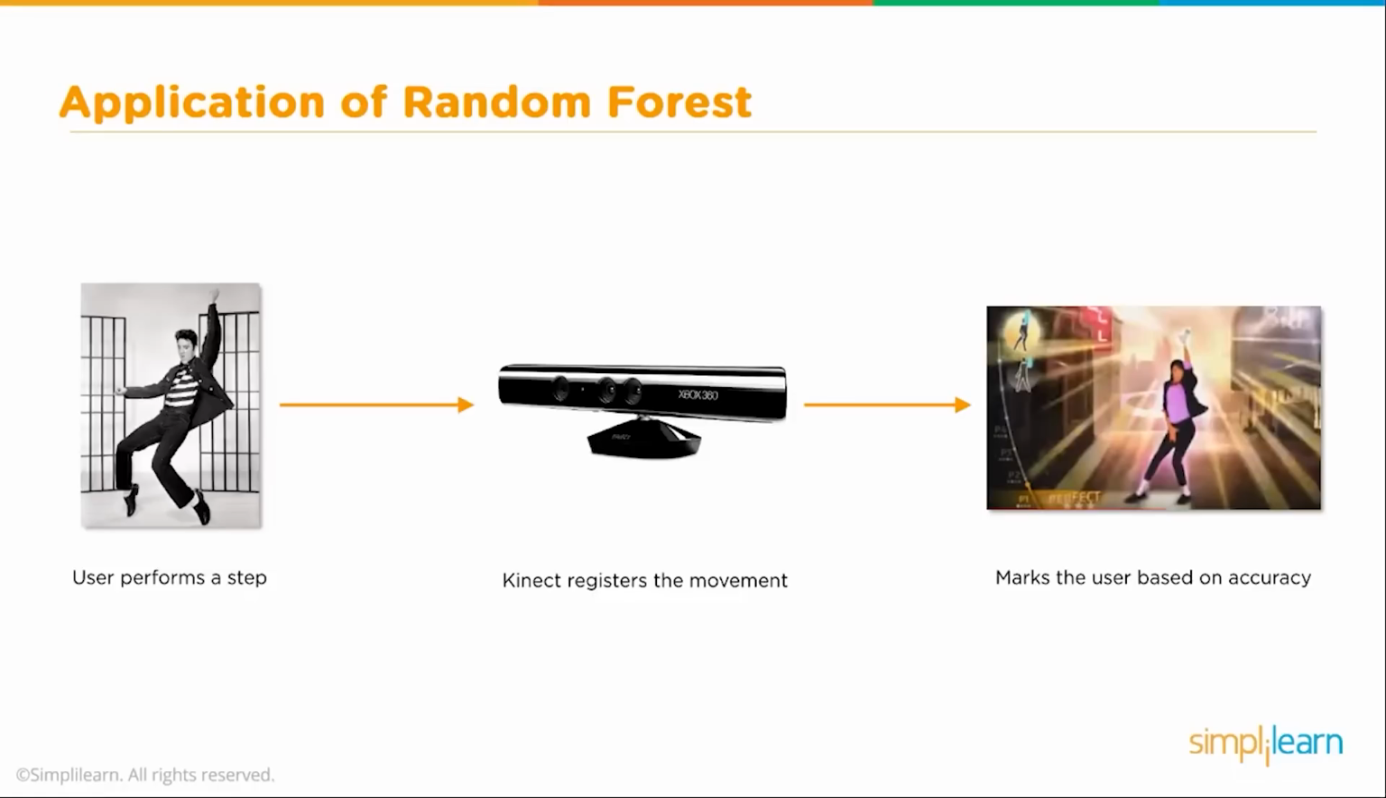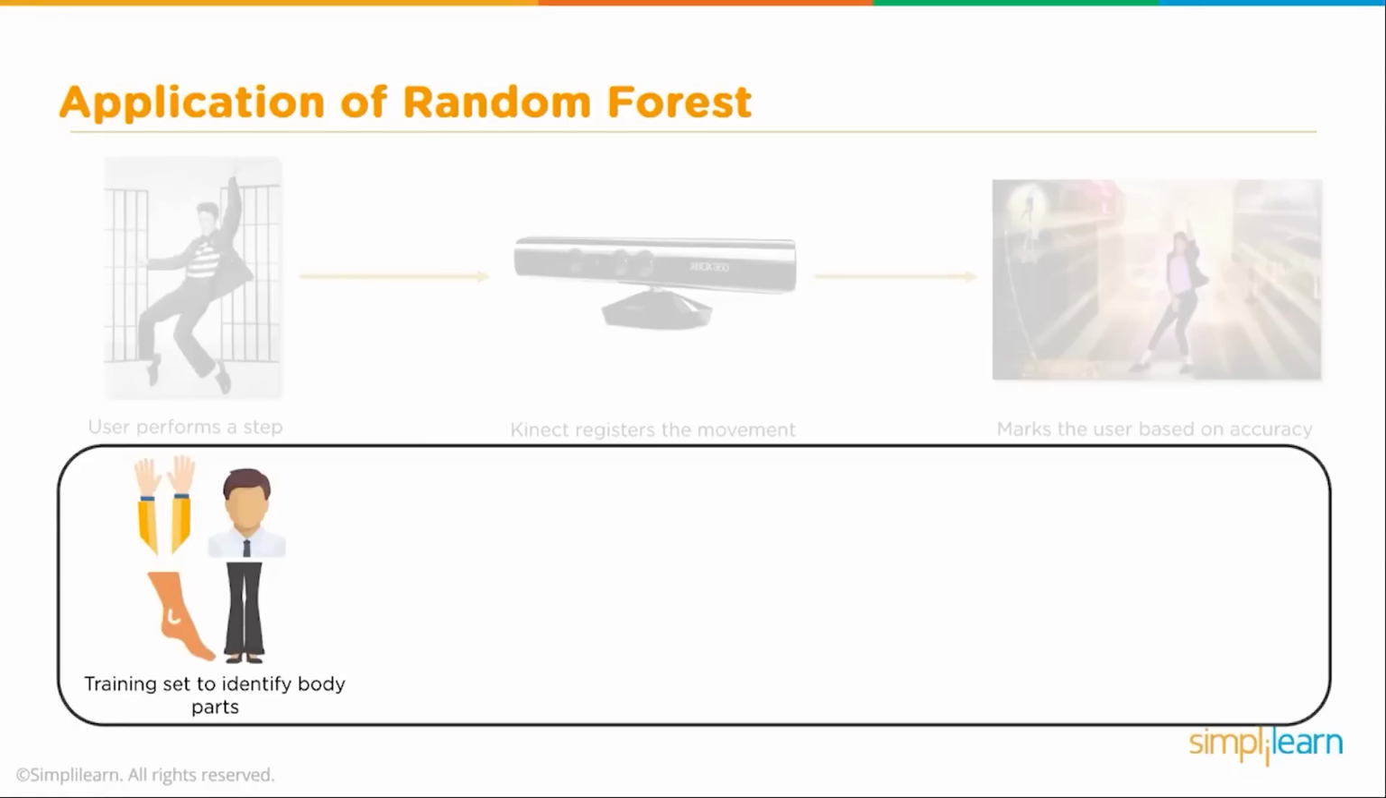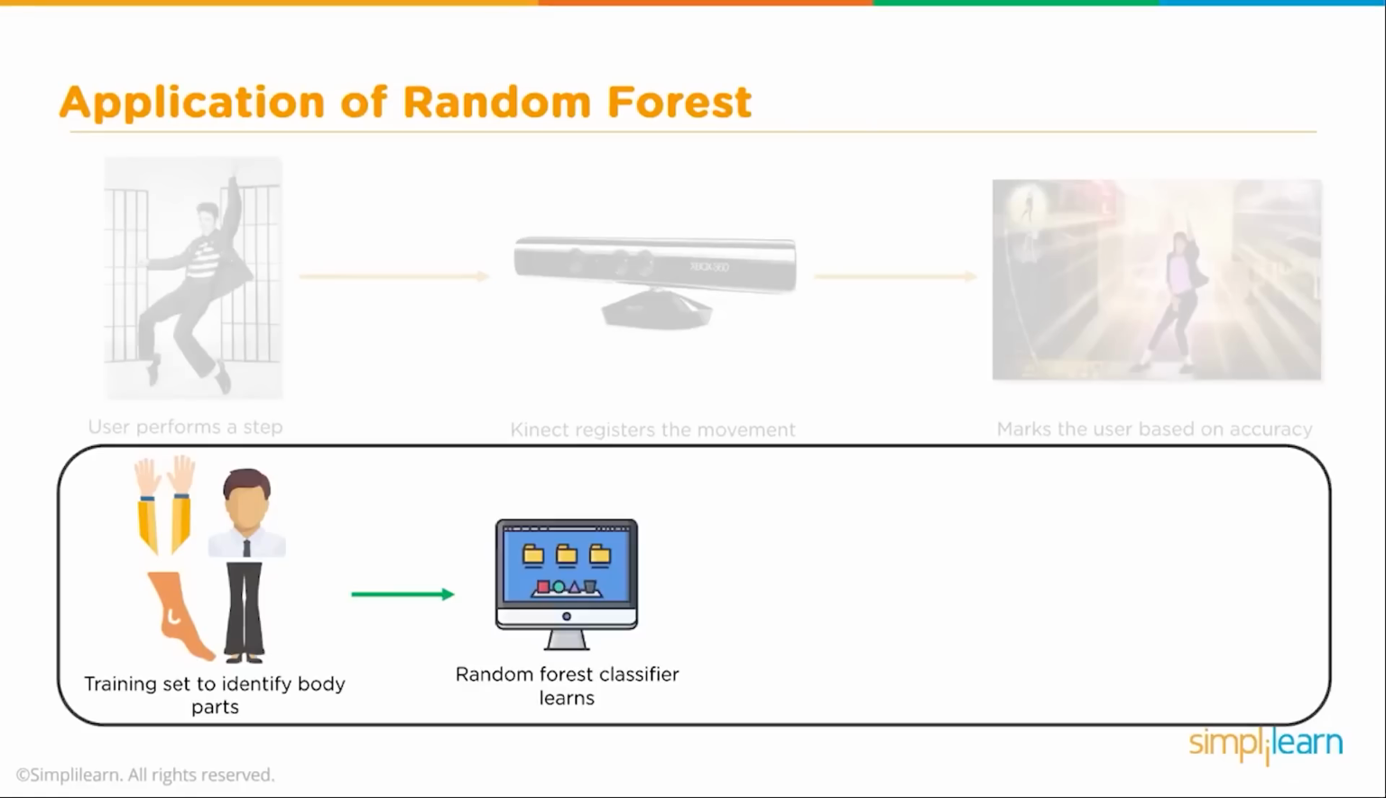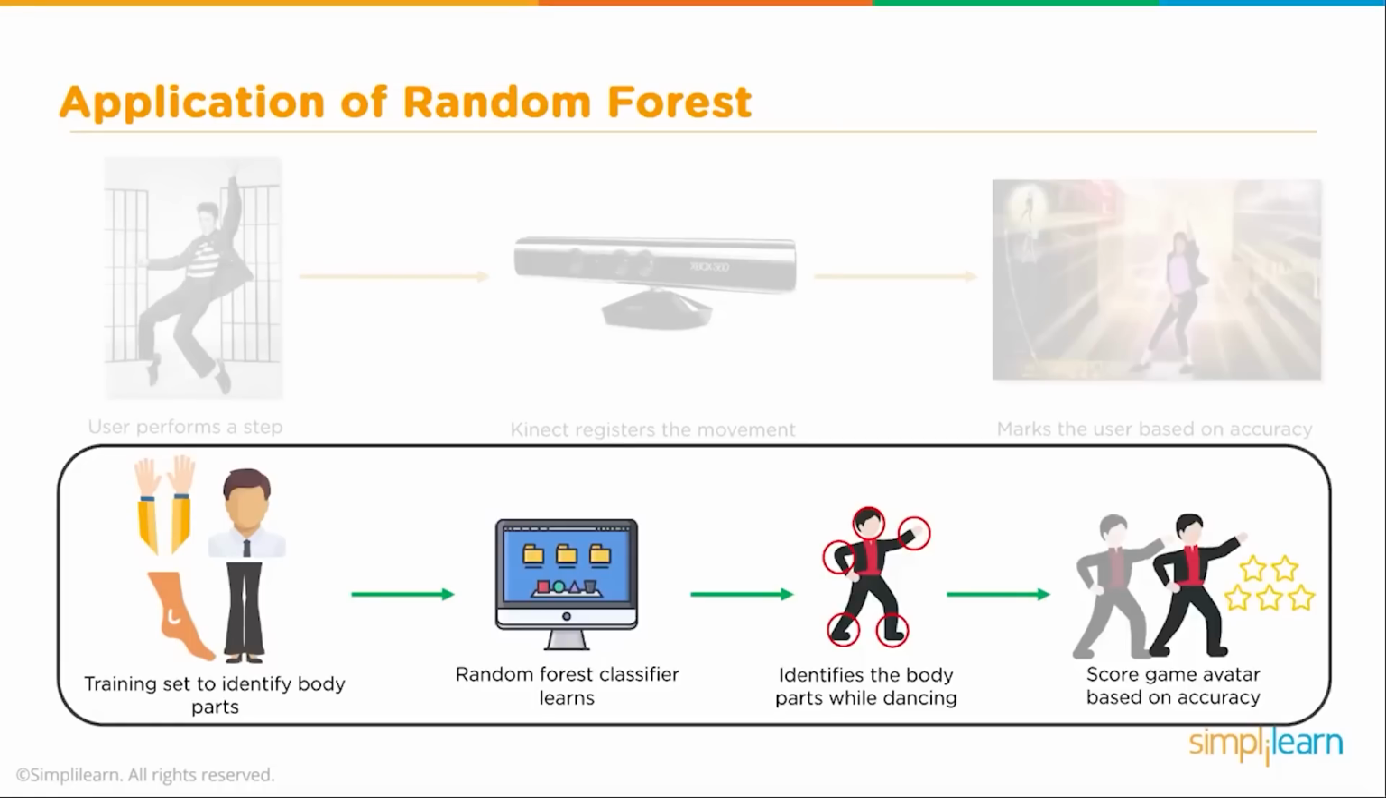If we look at that a little closer, we have a training set to identify body parts. Where are the hands? Where are the feet? What's going on with the body? That then goes into a random forest classifier that learns from it. Once we've trained the classifier, it identifies the body parts while the person's dancing, and it's able to represent that in a computer format. Then based on that, it scores the game and how accurate you are as being Elvis Presley or Prince in your dancing.